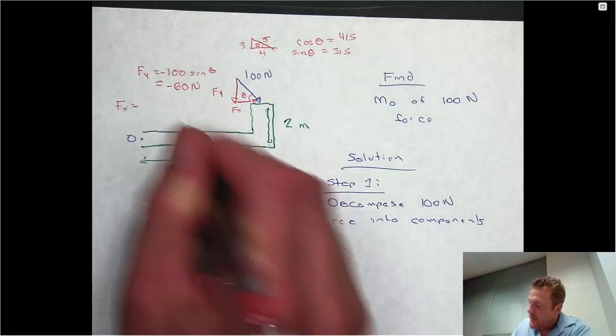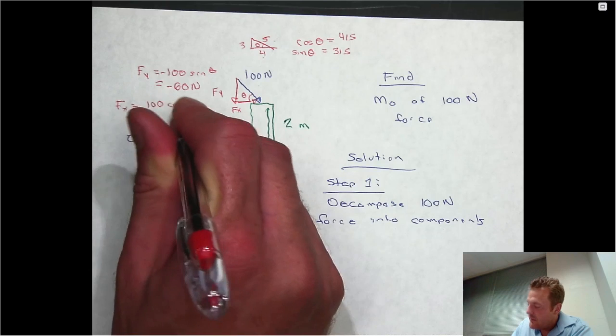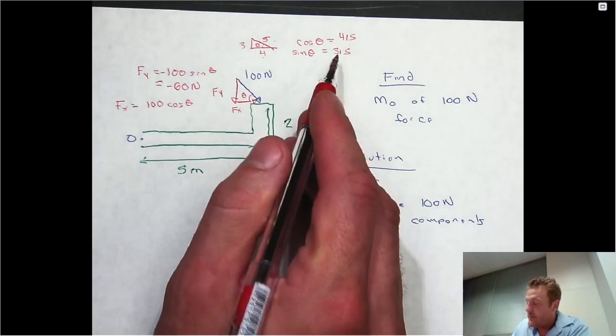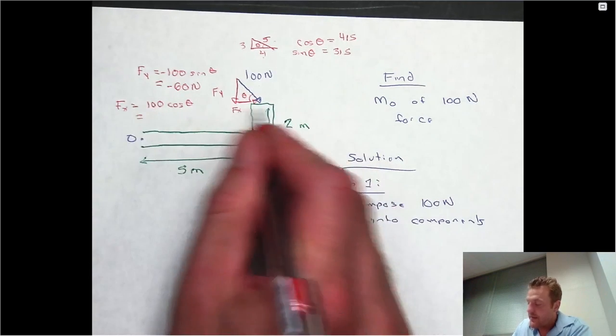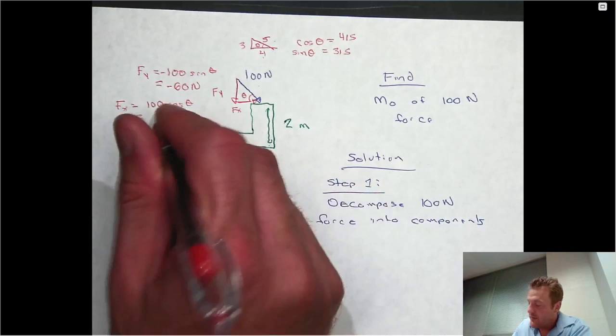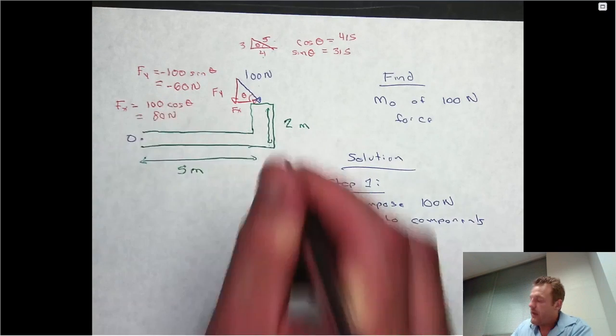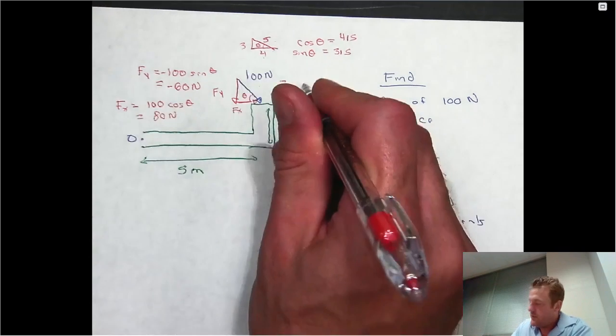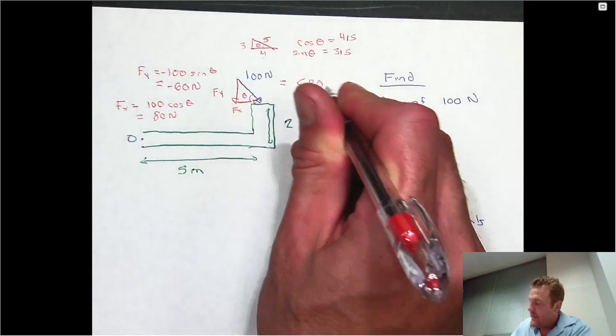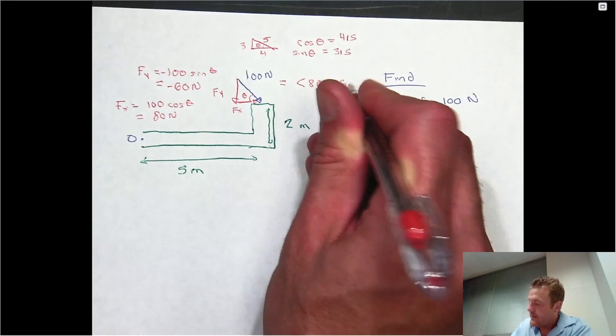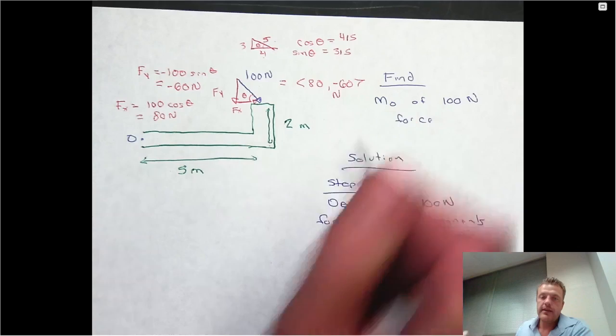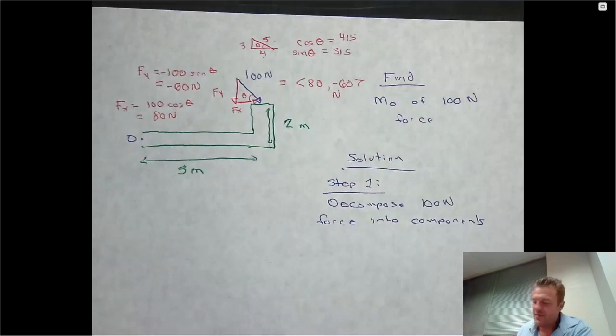What would Fx be? It'll just be 100 times cos theta. Cos theta was 4/5, and it's going in the positive direction, so I won't need a correction. That will be 80 newtons. So if I decompose this force into x and y components, it would have an x component of 80 and a y component of minus 60. But what we're going to see in a minute is that oftentimes when you do these moment problems, you ignore the signs and just work with magnitudes. So we have done that decomposition.